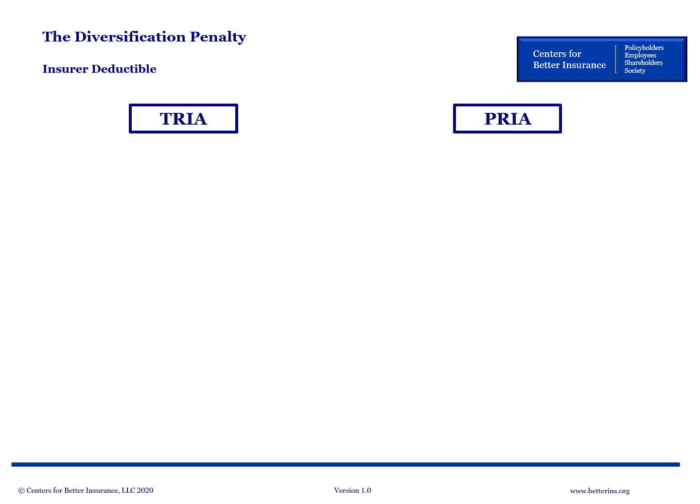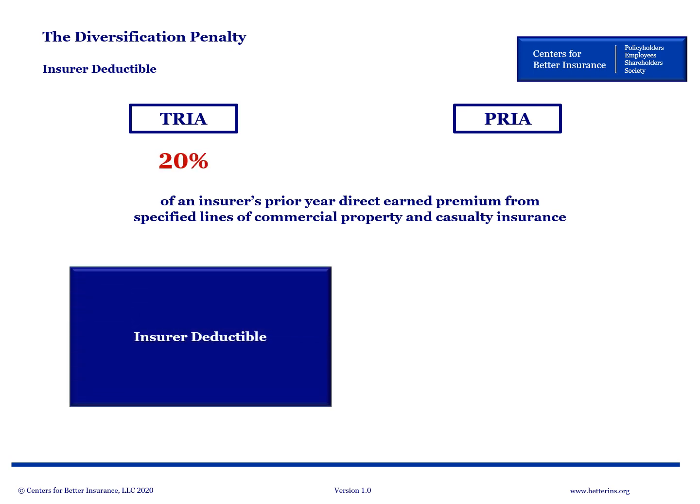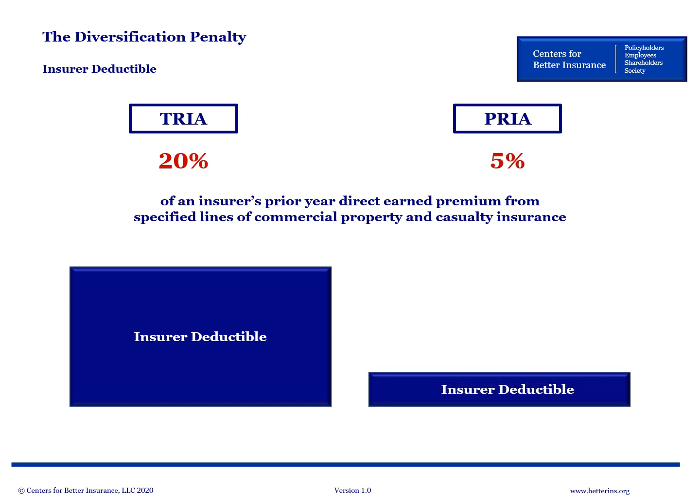The insurer deductible is based on a percentage of the insurer's, or group of affiliated insurers', prior year direct earned premium for specified lines of insurance. For TRIA, the insurer deductible is 20% of direct earned premium. For PRIA, the insurer deductible is 5%. Let's dig into the lines of insurance that are relevant to calculating the deductible under TRIA and PRIA.